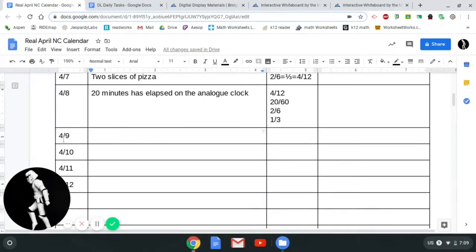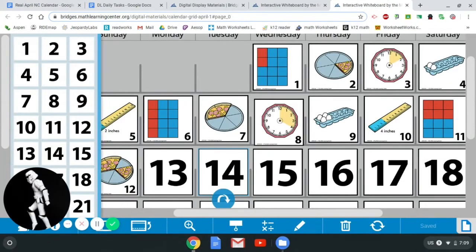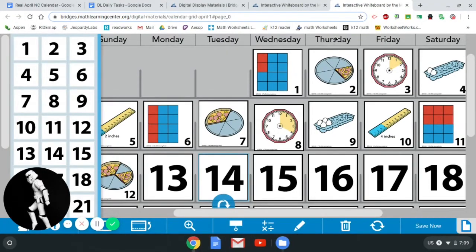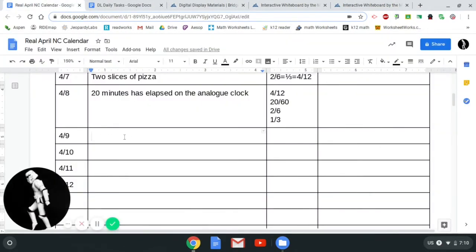We're going to do 4-9. On the 9th day of April, it was Thursday. On 4-9, we can see that we have 4 out of 12 eggs. 4/12. There are 4/12 eggs. We have 4 out of 12. What's a fraction that's equivalent to it?